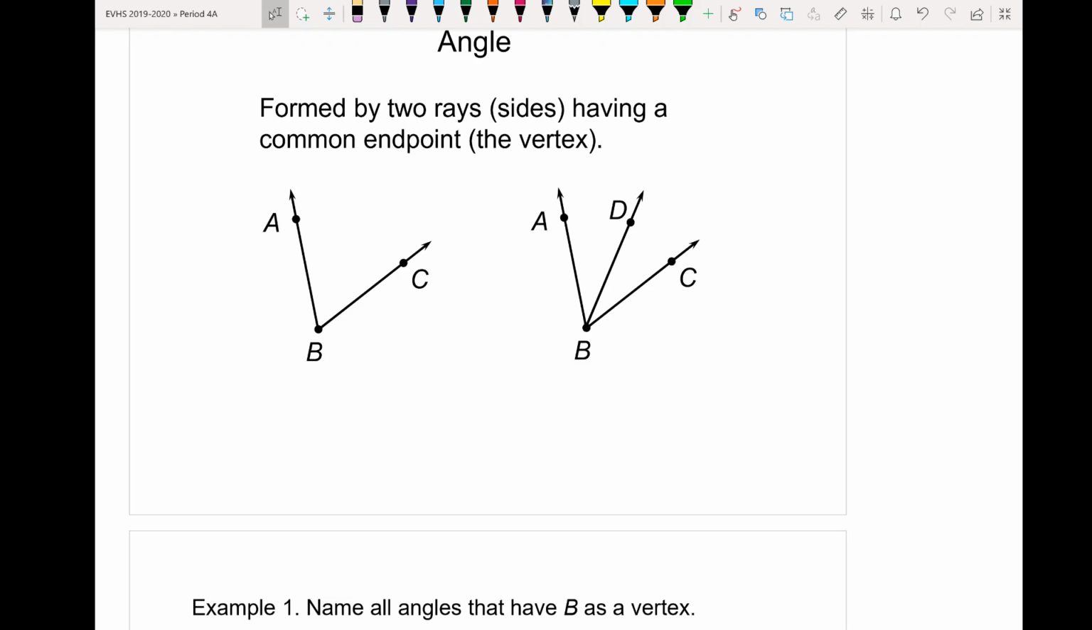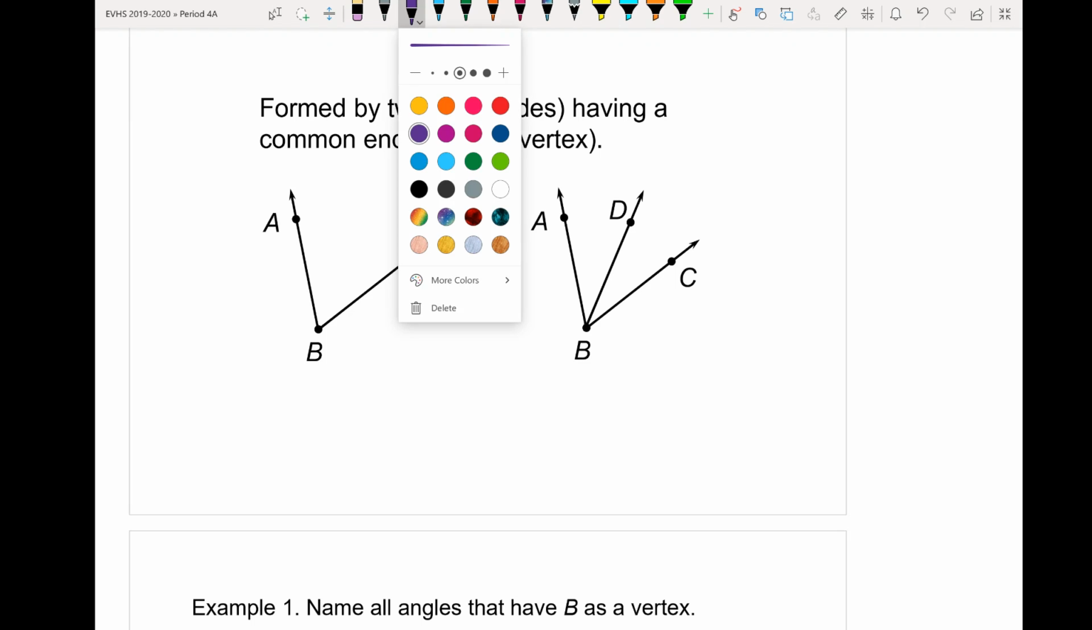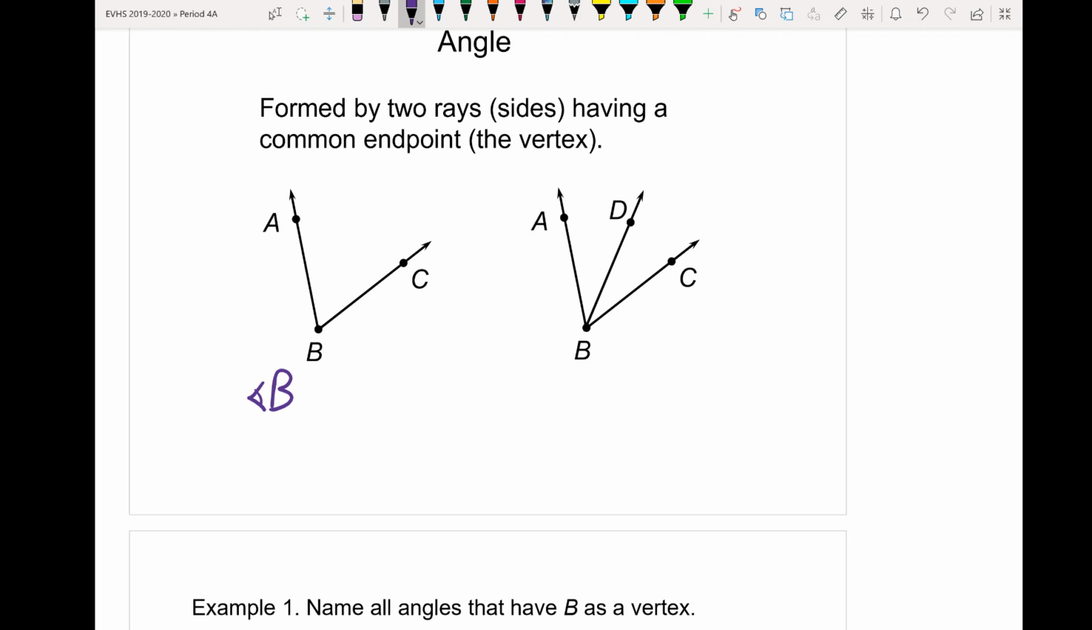All right, an angle is always formed by two rays, also known as sides, that share a common endpoint, which we call the vertex. Now, we've also got to talk about the way that we name angles here. So, on this first one, we're going to call this angle B. There's the angle symbol there. Looks like a less than. You don't have to draw the angle arc inside of there. That's also appropriate. I tend to write that curve there, or the arc there, just so that people know it's not a less than sign.